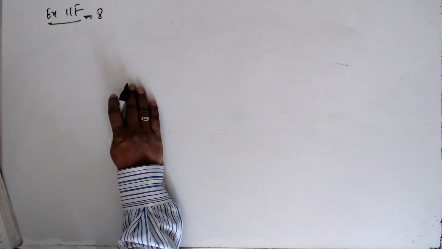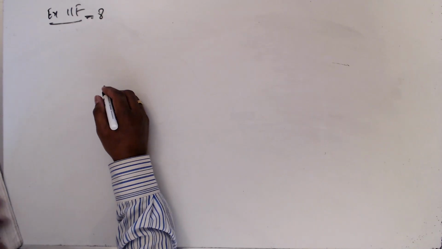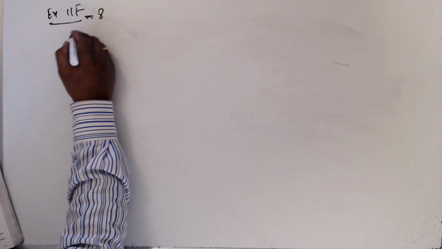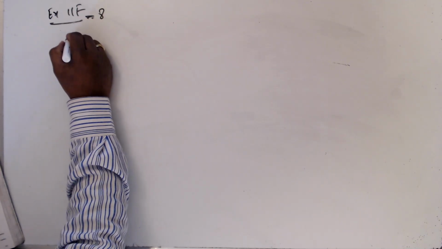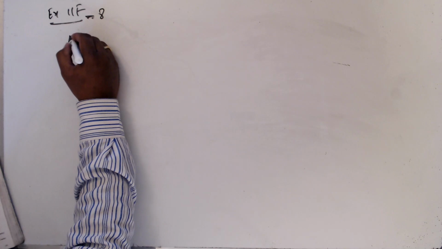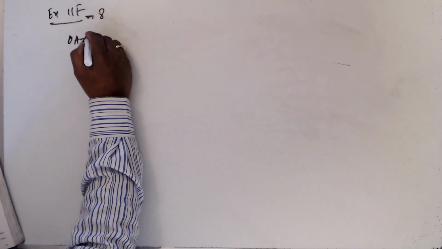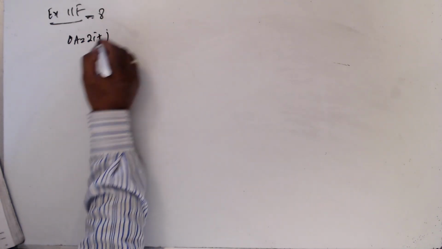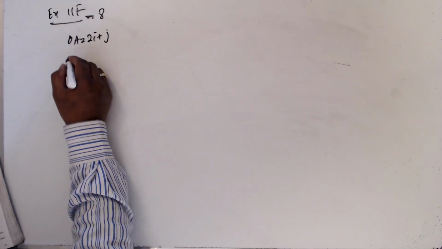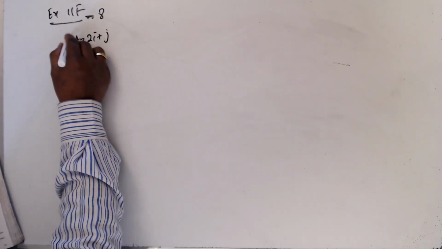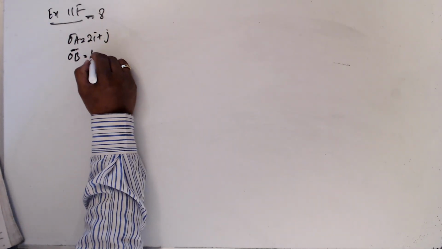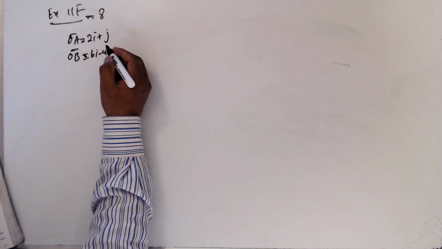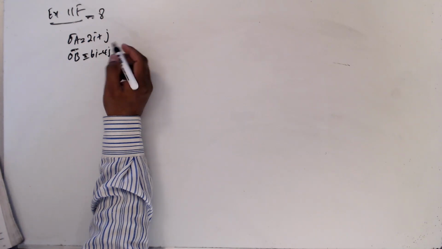Question number 8. The boat A has a position vector OA equal 2i plus j, and the buoy B has a position vector 6i minus 4j, relative to a fixed origin. Find the distance of the boat from the buoy.